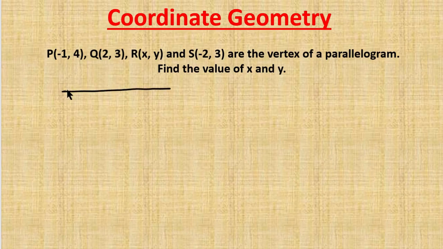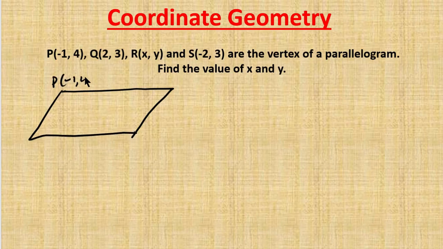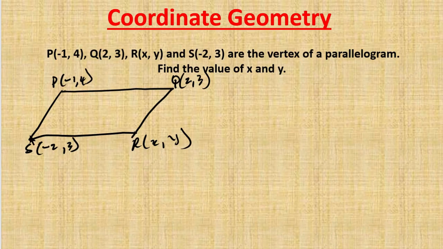Now, if this is my parallelogram, such that I have P at (-1, 4), Q at (2, 3), I have R at (x, y), and finally we have S at (-2, 3). For the parallelogram, the diagonals intersect at the midpoint of the diagonals. So, if this is the midpoint of this diagonal, let's call this T.